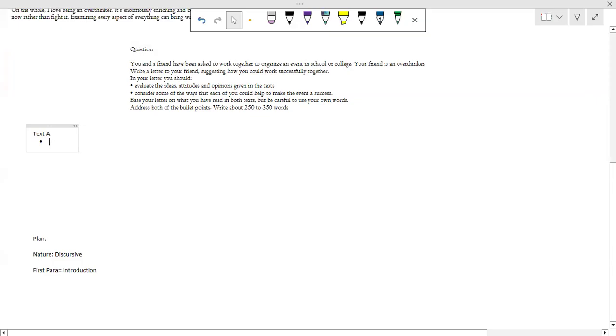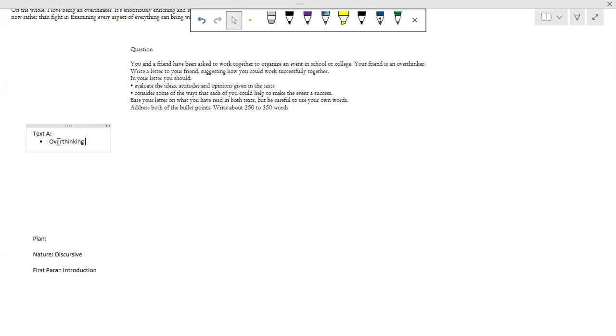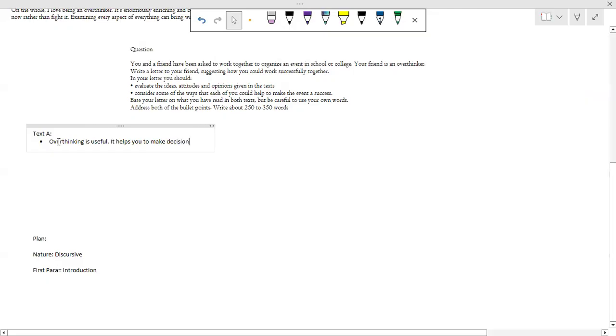So the first thing that has been mentioned, or the idea that we evaluate from here, is that overthinking allows you to focus on the clear decision making power, right? Or we can say that overthinking is useful, or it helps you to make decisions, right?